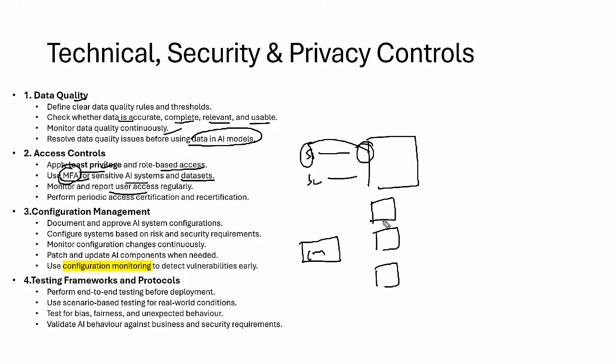If you're looking for uniformity of the AI systems across the organization, start with configuration management, because that gives you visibility into your approved AI systems. You can configure systems based on risk and security requirements. Any kind of change in the configuration needs to go through a change management process. If you have proper configuration management, you can detect vulnerabilities as early as possible.